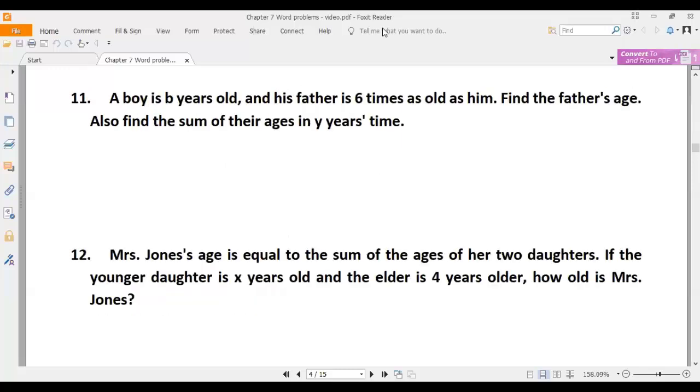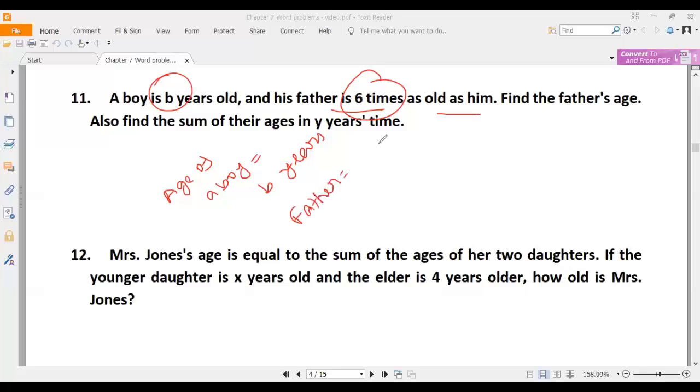Number 11. Number 11 says a boy is B years old and his father is 6 times as old as him. So what is the age of the boy? Age of the boy is B years. So what will be the age of his father? Father's age will be 6 times, that means 6B. Now the question is find the father's age. Also find the sum of their ages in Y years time. Every time, remember, in Y years time represents after Y years.